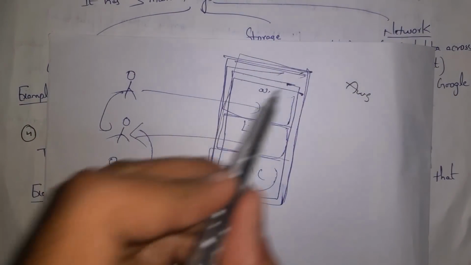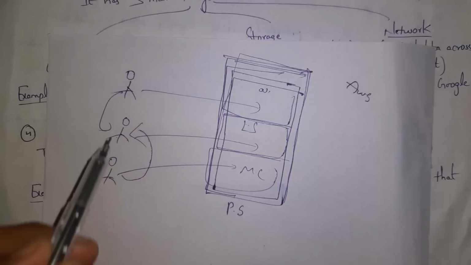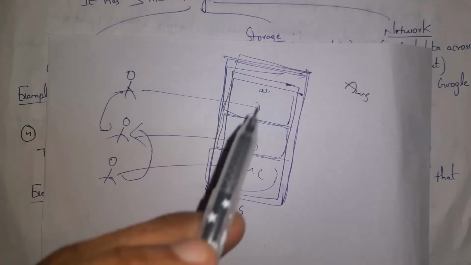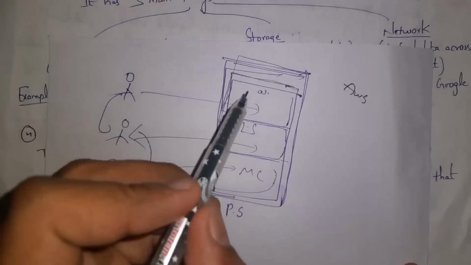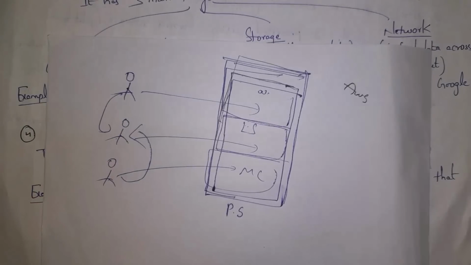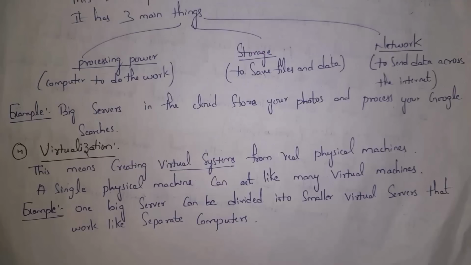For example, in this single physical server, this person will create Windows virtual server, this person will create Linux virtual server, and this person will create Mac virtual server. And this person will do office work, this person will store some files, and this person will do office work. And all these virtual servers are independent. This person cannot see each data, and similarly this person cannot see each data. All are independent. So in cloud, one big server can be divided into smaller virtual servers that work like separate computers. This is all about virtualization.